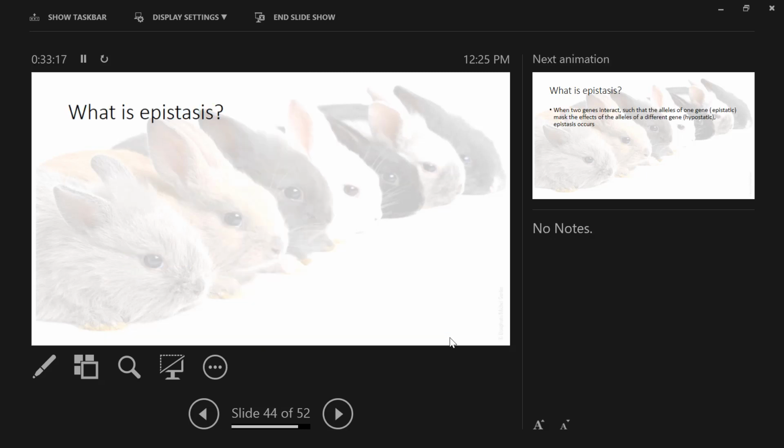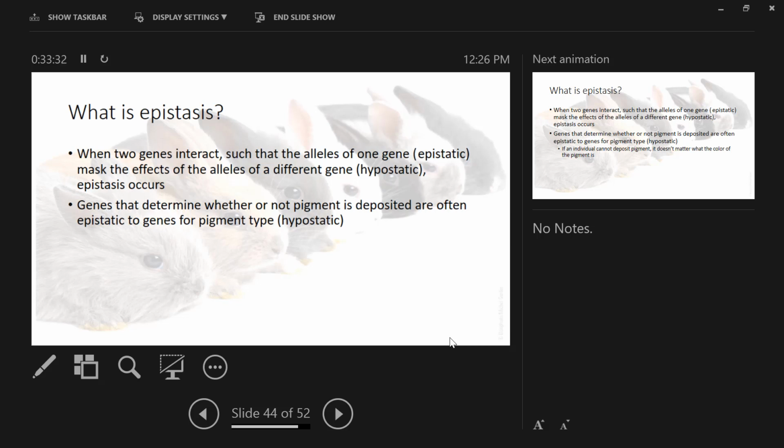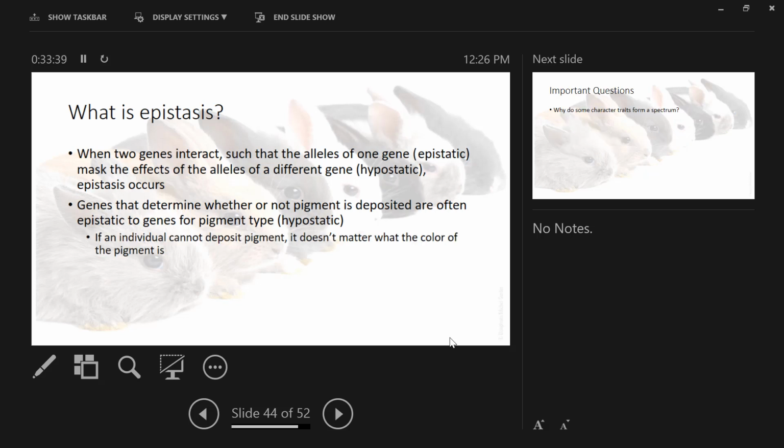All right. So what is epistasis? When two genes interact and the genes of one, we call that the epistatic gene, mask the effects of the other, we call that the hypostatic gene. A good example of this, again, is that genes that determine whether or not the pigment is deposited are often epistatic to the genes for pigment type. If an individual cannot deposit pigment, it doesn't matter what the color is. Make sense? Doesn't matter that I have the genetic programming for a widow's peak because my hairline has receded too far. I could draw it in like you draw on your eyebrows if you pluck them too thin.